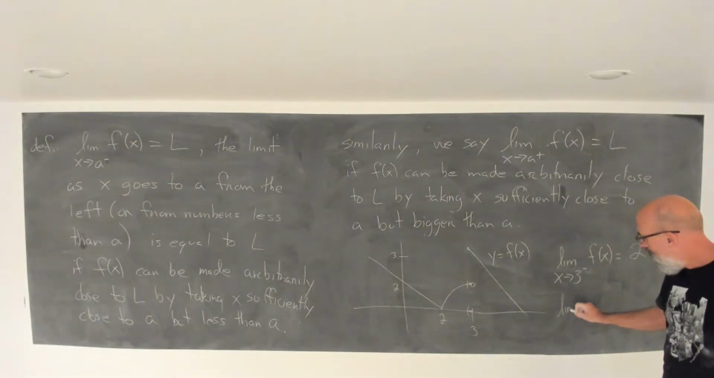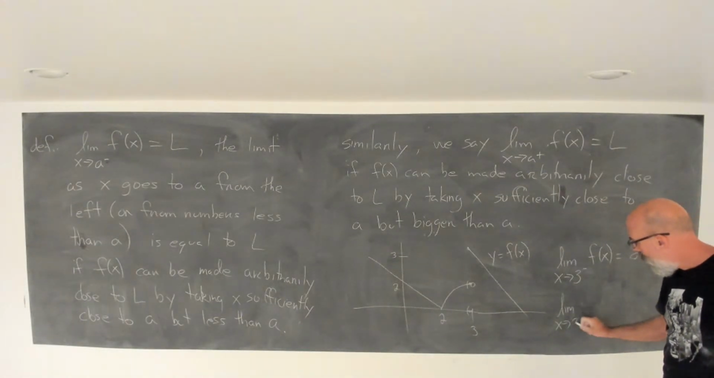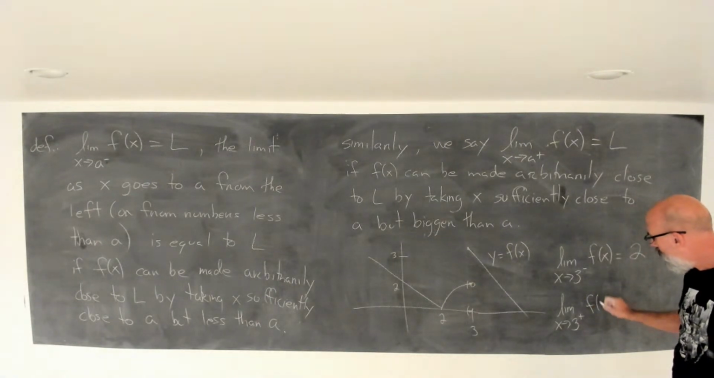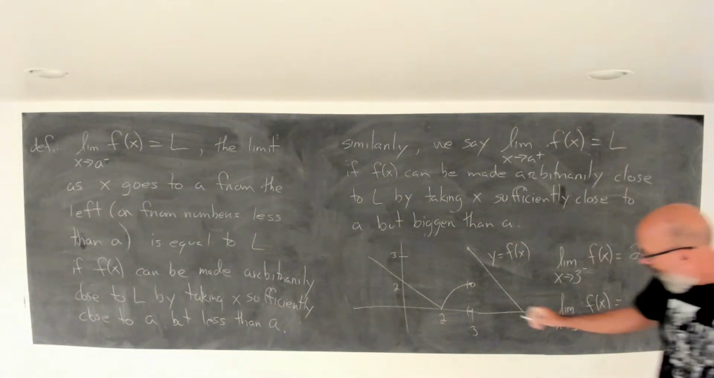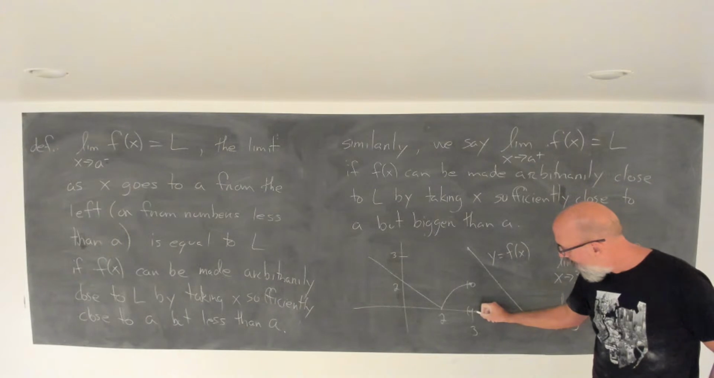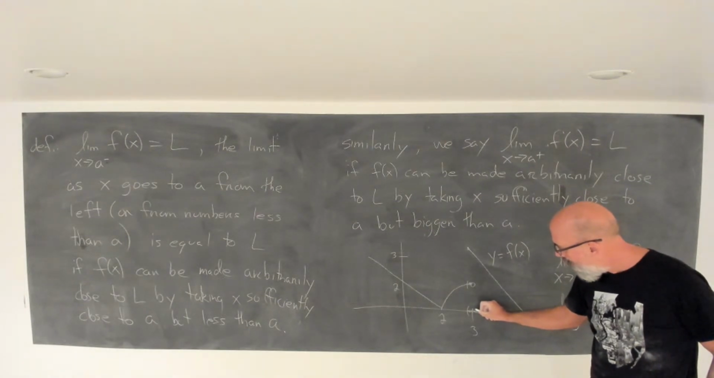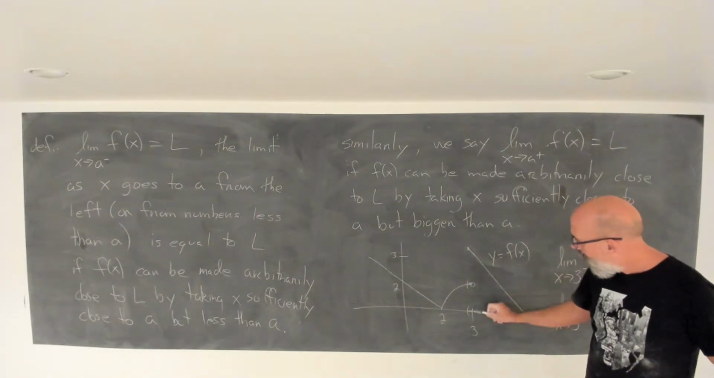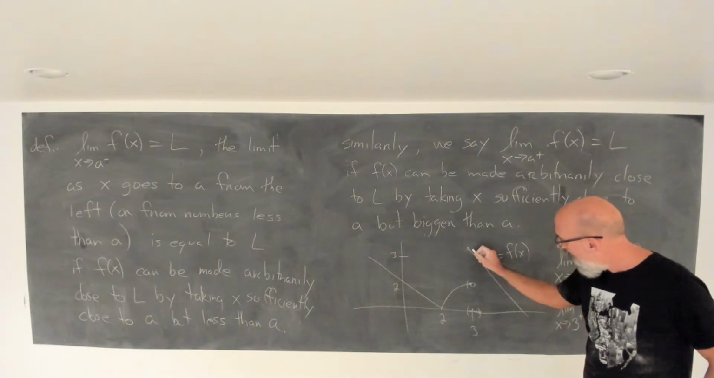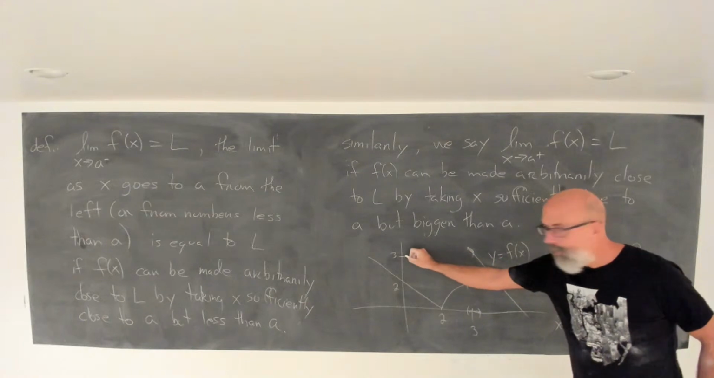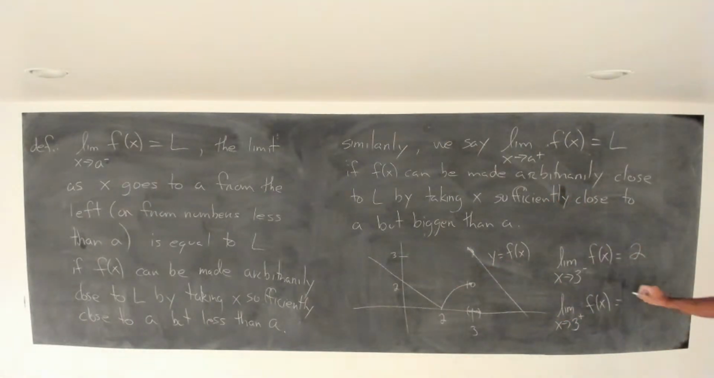Similarly, if you look at the limit as x goes to 3 from the right, we are getting closer and closer to 3, but from numbers bigger than 3, what is happening? These numbers in here get mapped to here, very close to 3.